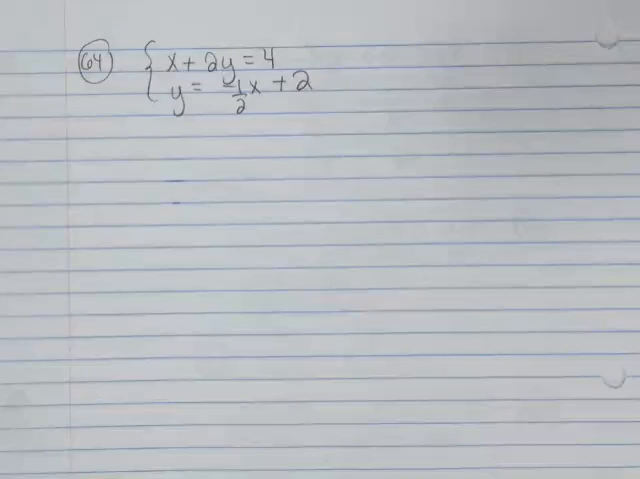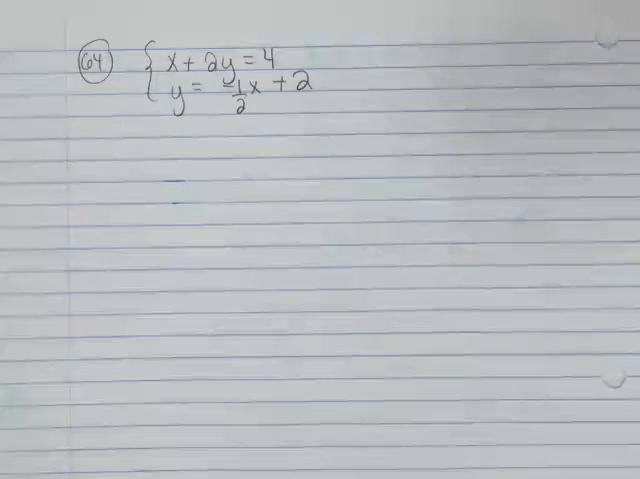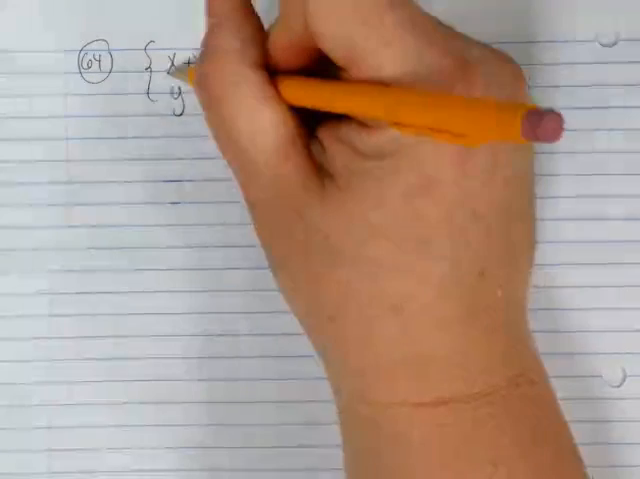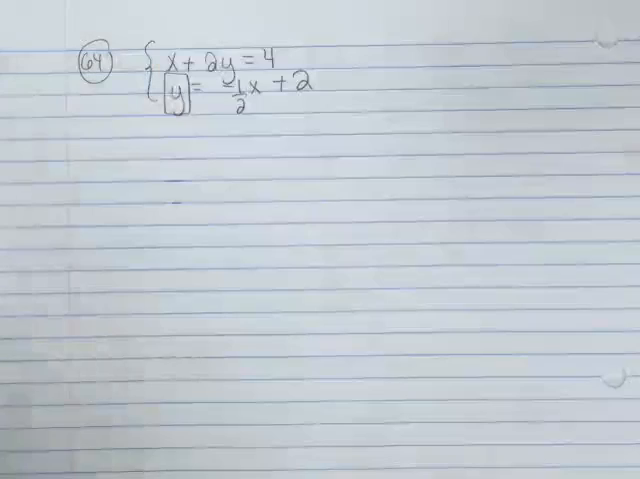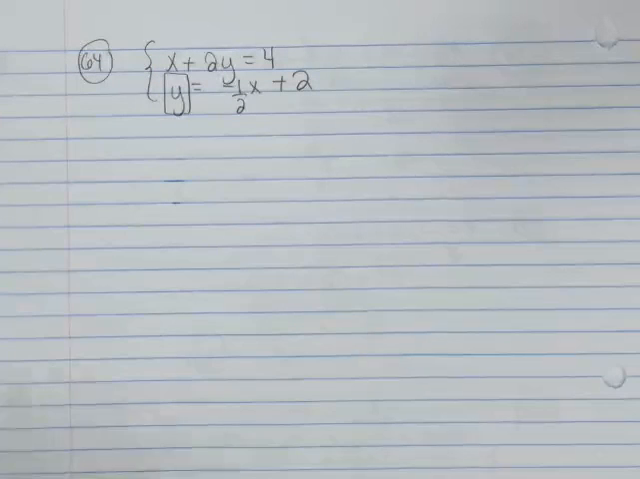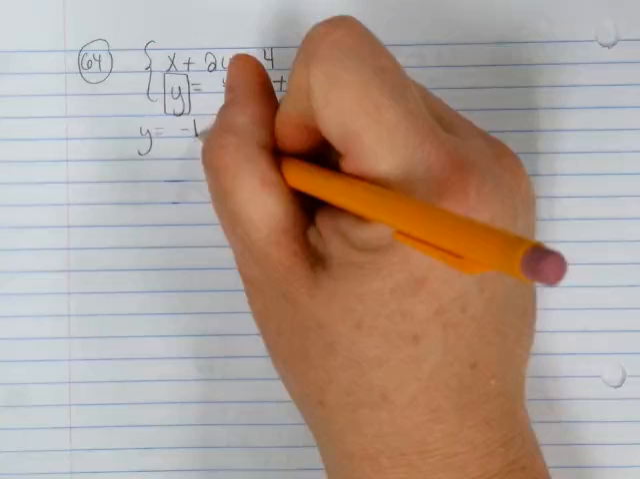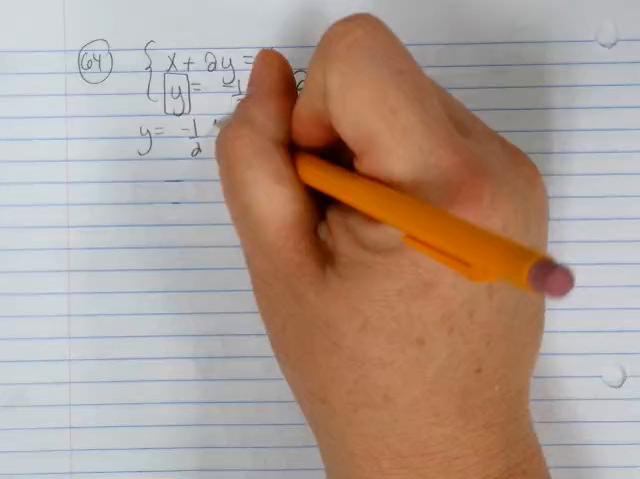Substitution is your best method if one of the variables can be solved for easily, which means one of them has a coefficient of 1. In this case, this already has y by itself, so substitution is going to be my easiest option. I would have chosen to use elimination if both of them were in standard form.